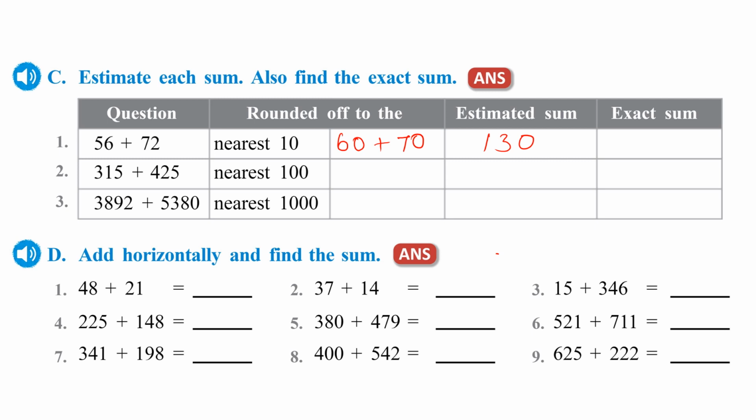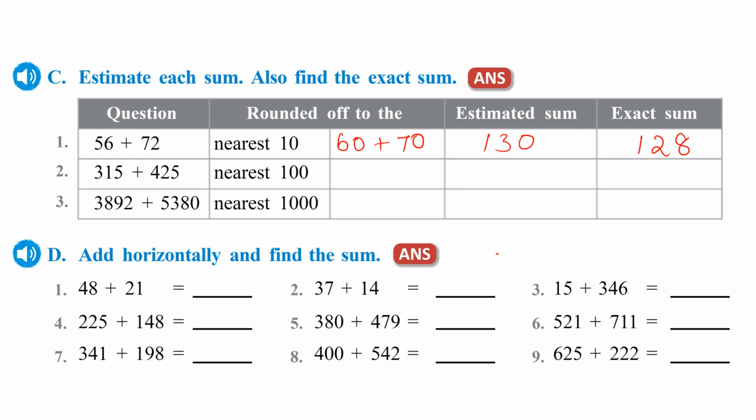Right? In the exact sum, what are we going to do? We are going to add 56 and 72, the exact given numbers. We can add this horizontally also. We know how to add horizontally, right? First, in ones place we will add, that is 2 and 6. We get 2 plus 6 as 8, right? Next, we move on to tens place. We have 7 and 5 in tens place. What is 7 plus 5? It is 12. So, we get 128, right?